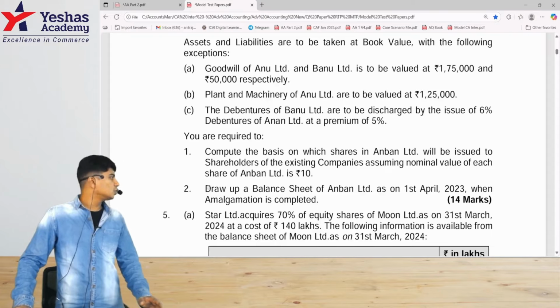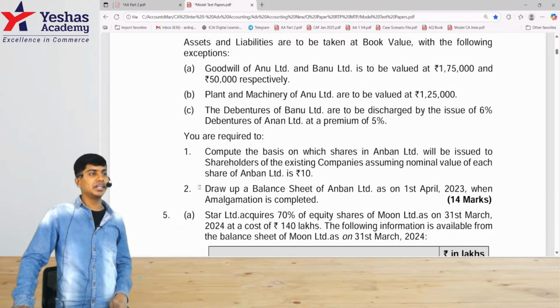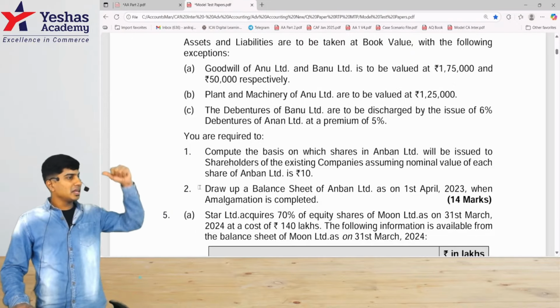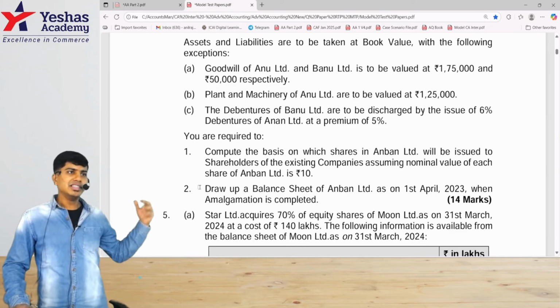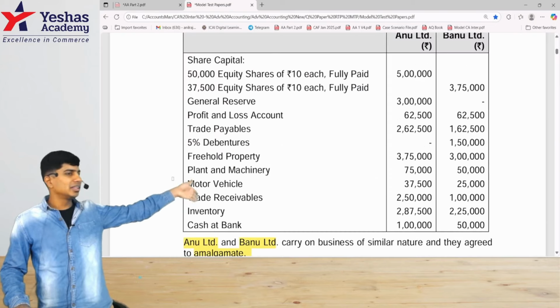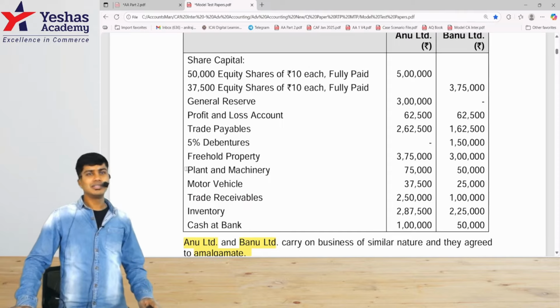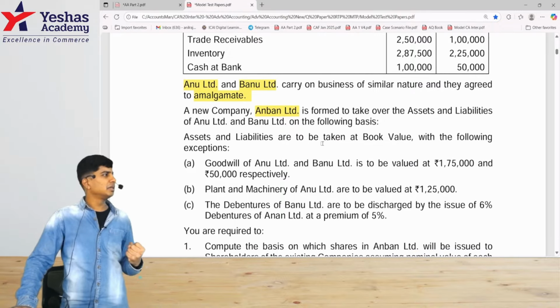And they also want us to do balance sheet. Balance sheet is easier here because Unbun is a new company created. If there was an existing company plus amalgamation accounts, whatever adjustments. Here, there is no existing company, new company created. Literally add Anu and Banu together and then call it Unbun. Isn't it? Let's proceed. See the adjustments. Assets and liabilities are taken at book value. Yes. Meaning what? Literally add.